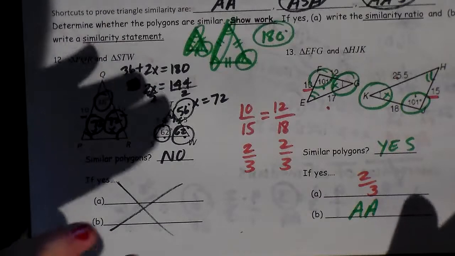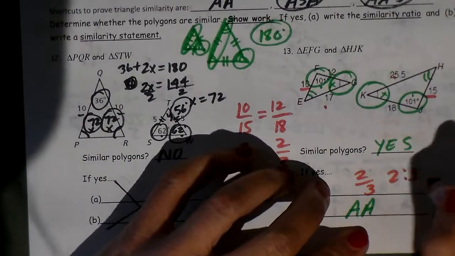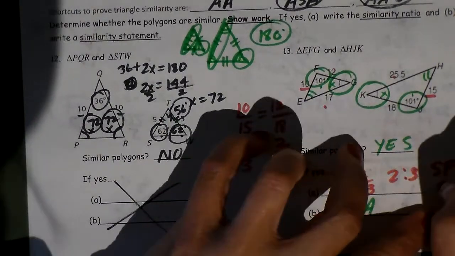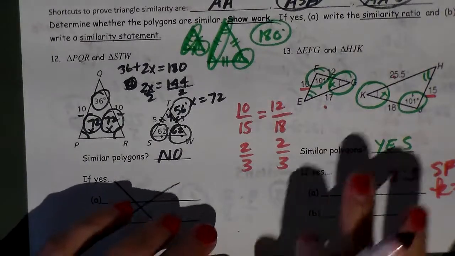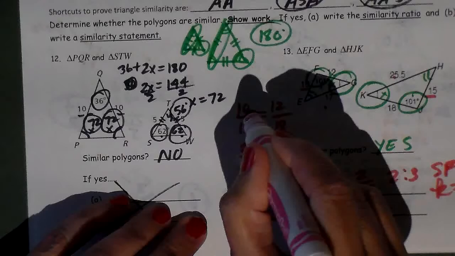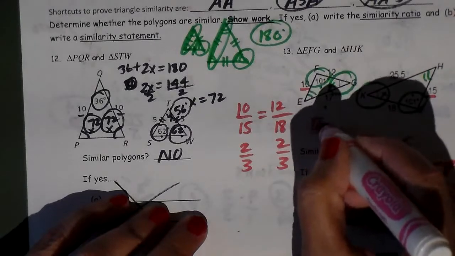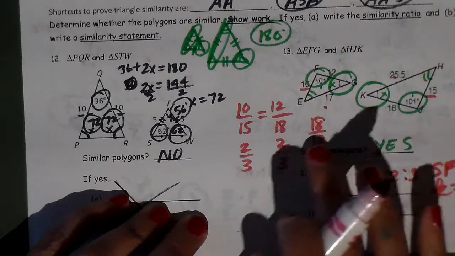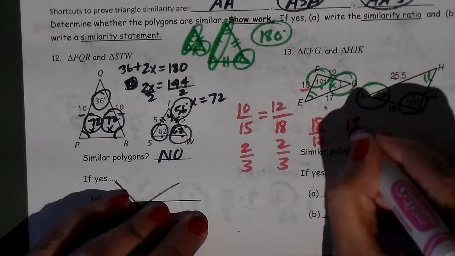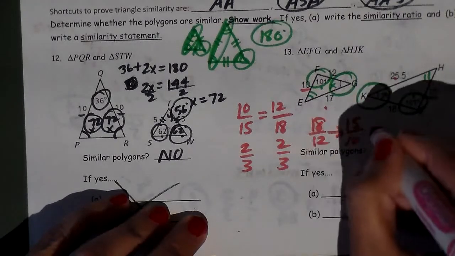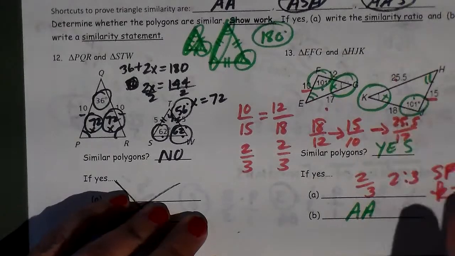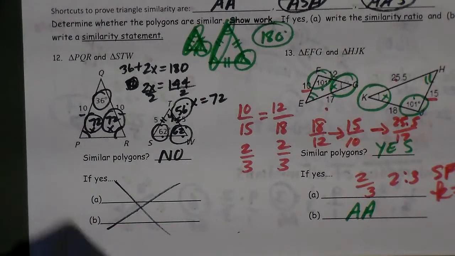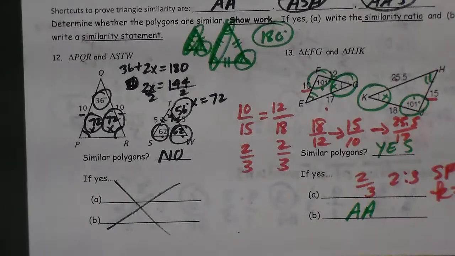Now, it's 2 to 3, but your scale factor, K, is 3/2. Why is that? Image over pre-image. So if I wanted to do scale factor, I would have done image 18 over pre-image, image over pre-image, okay? Image over pre-image. So if we're looking for scale factor, that's what we got. But we're not doing scale factor, we're just plain old solving similarity.